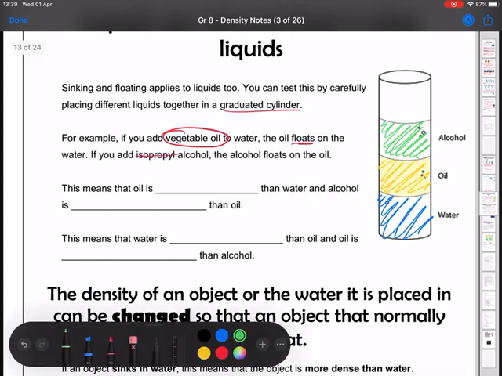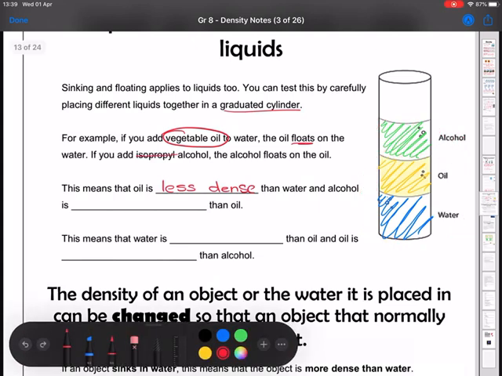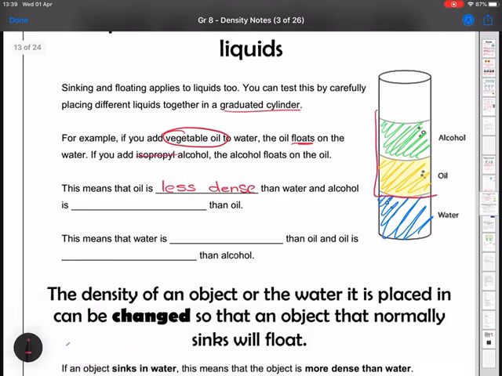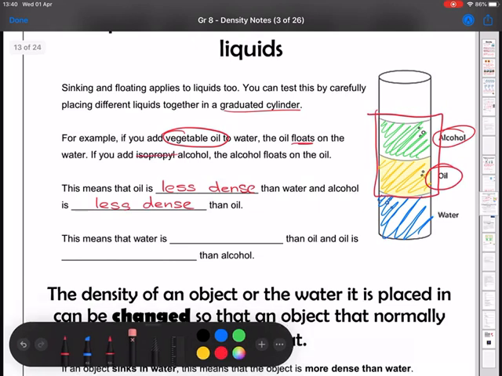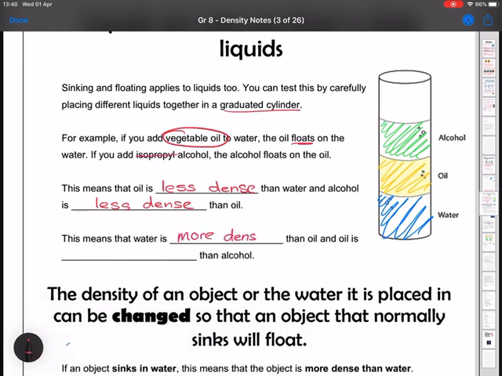So this means that oil is less dense than water. Now we're just comparing oil and water, we're not looking at the alcohol yet. We say that the oil is less dense than water and alcohol is less dense than oil. So if we look at the alcohol and the oil, which is more dense, which is less dense, the alcohol we say is less dense. The alcohol is less dense than the oil, and that's why the alcohol floats on top of the oil, because the alcohol is less dense, the oil is more dense. This means that water is more dense than oil, and oil is more dense than alcohol. So you just compare two things, and which one floats is the one that's less dense, the one that sinks is the one that's more dense.